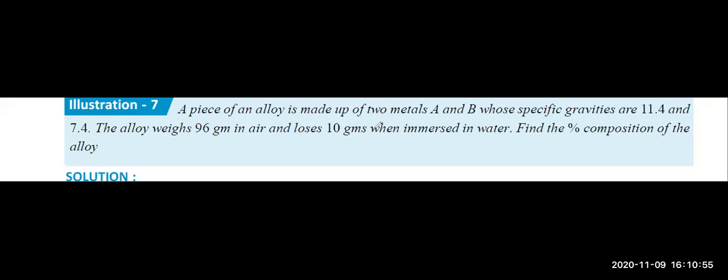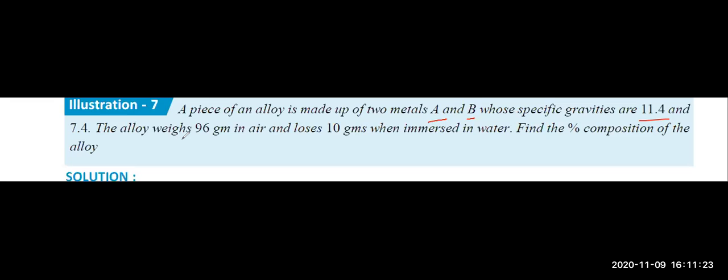Now think about it. It is an alloy, made up of two metals, A and B. Think about it like a math problem. Specific gravity 11.4. What's the meaning of specific gravity? Tell me. It is the density of this metal divided by the density of water. Yes or no? Right?